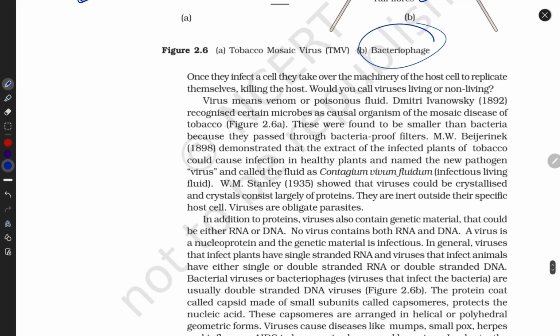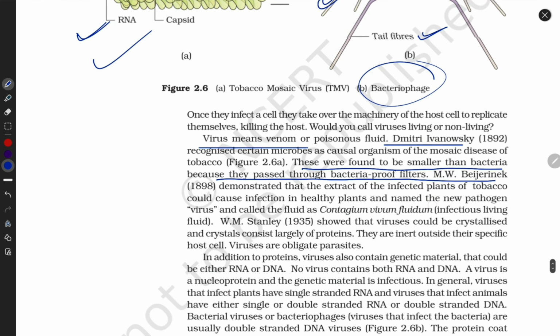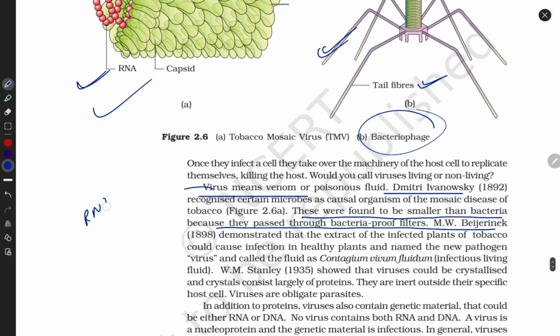One by one, here is the detailed explanation of virus, viroid and prion. Virus means venom, poison. Who recognized this? Dimitri. They are smaller than bacteria because they pass through bacteria-proof filters. They have genetic material, which may be RNA or DNA, single stranded or double stranded. Maximum RNA is present in single stranded form.